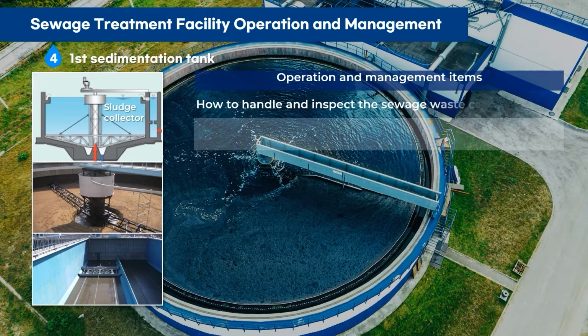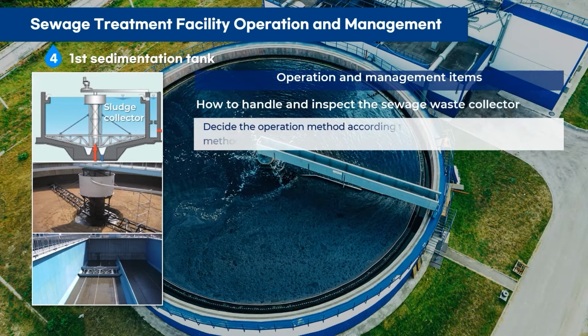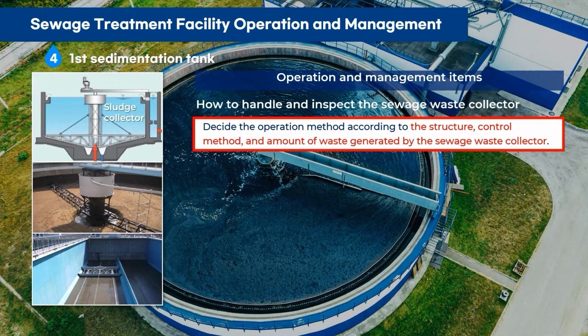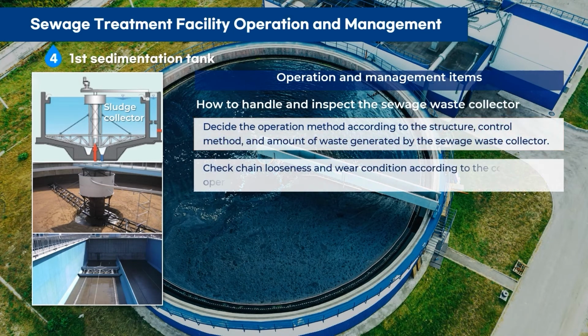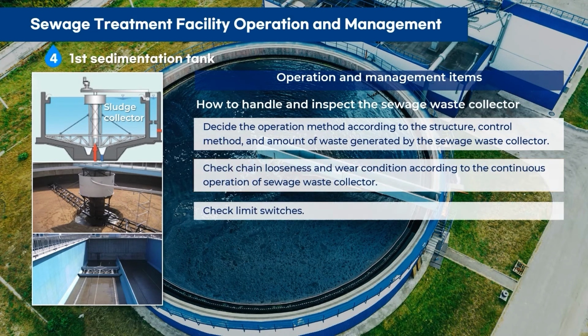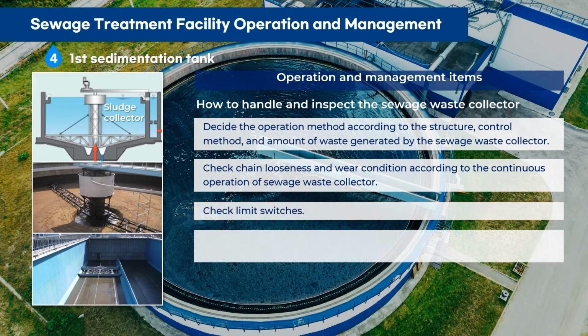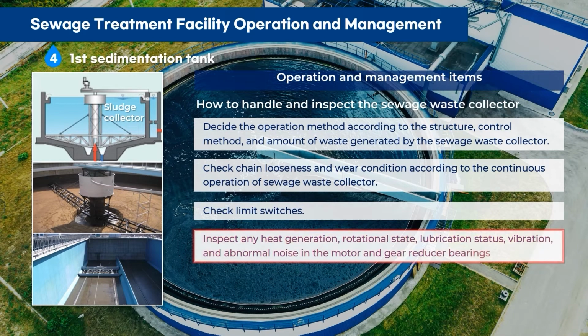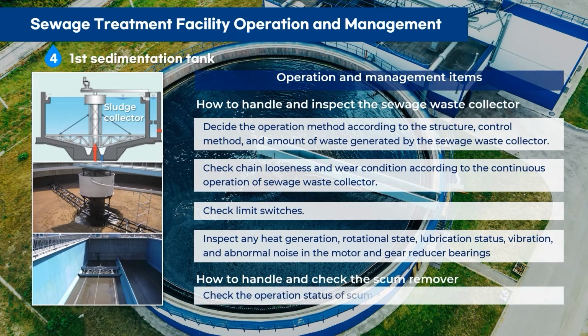Also, it is necessary to prepare methods for checking the condition of the sewage waste collector, such as checking for chain loosening or wear due to the continuous operation of the collector, the limit switch, the electric motor, heat production in the bearings of the reducer, rotational status, lubrication status, vibration, and abnormal noises. It is important to check the operational status of the scum removal device and for removal of scum.